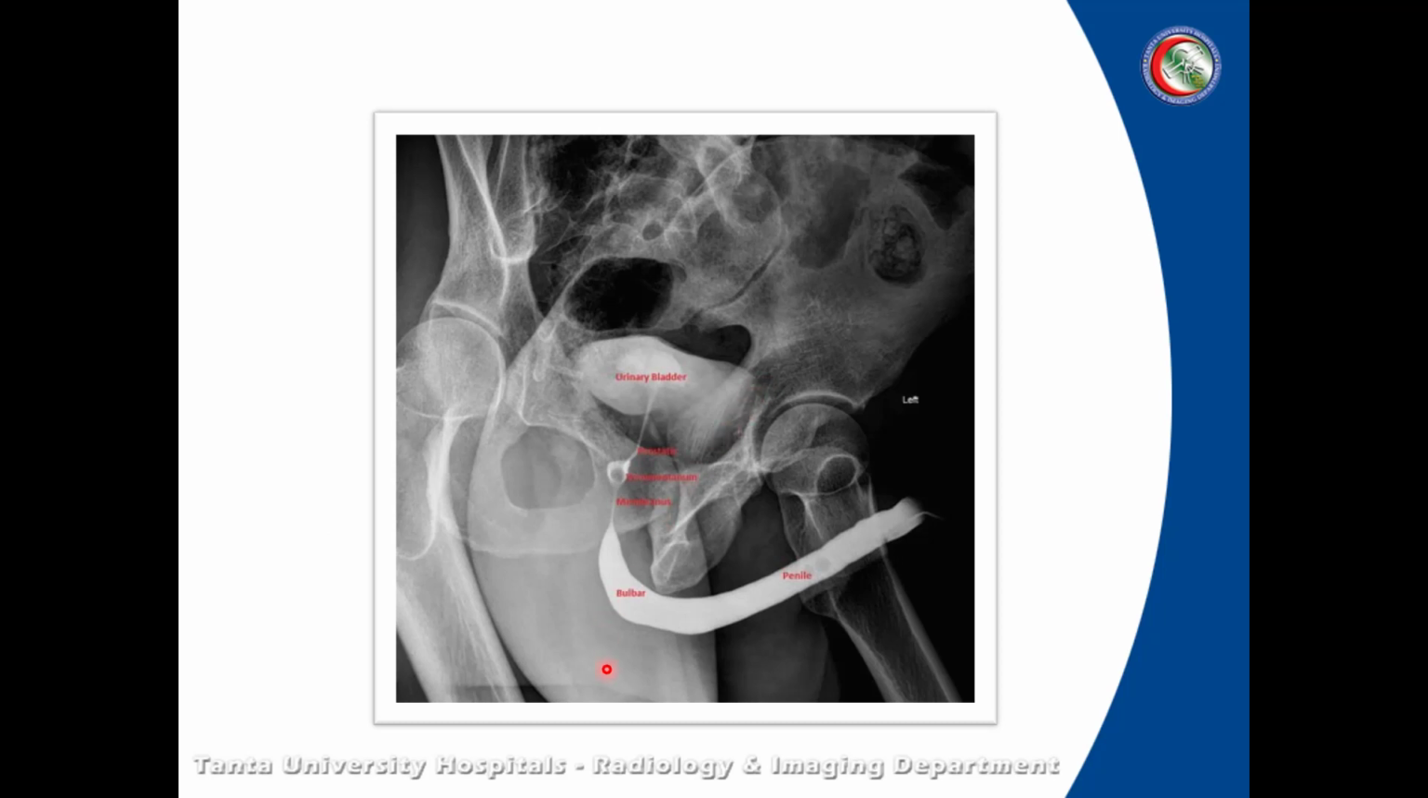This is a picture for ascending urethrography, by injection of contrast medium through a small catheter into the urethral orifice, and after injection of contrast, the patient is imaged. This is the penile urethra, this is the bulbar urethra, this is the membranous urethra, verumontanum and prostatic urethra, bladder neck, and urinary bladder.